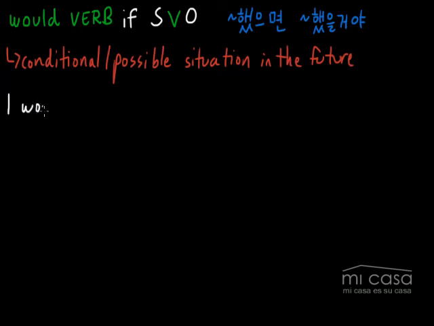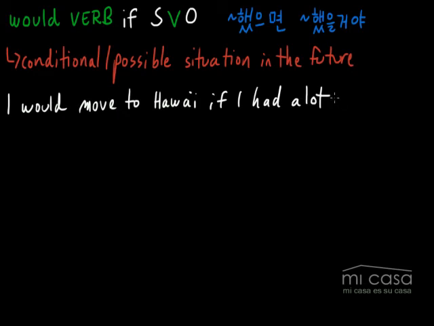I would move to Hawaii. I would move to Hawaii if I had a lot of money. I would move to Hawaii if I had a lot of money. I like living in Korea, but I think Hawaii is a little bit nicer. So I would move to Hawaii if I had a lot of money. So what are we doing here? We're using this would verb, would move in this case, if I had a lot of money.